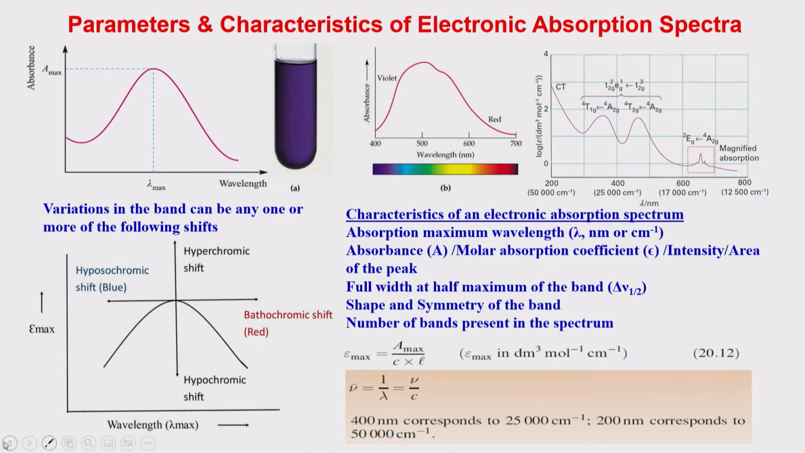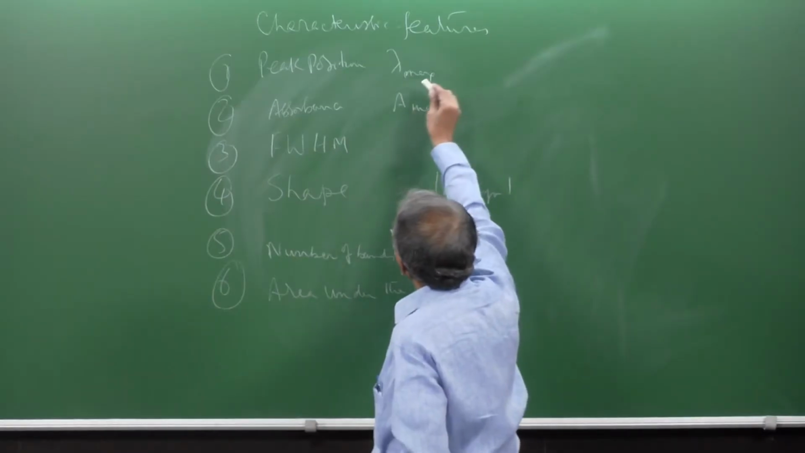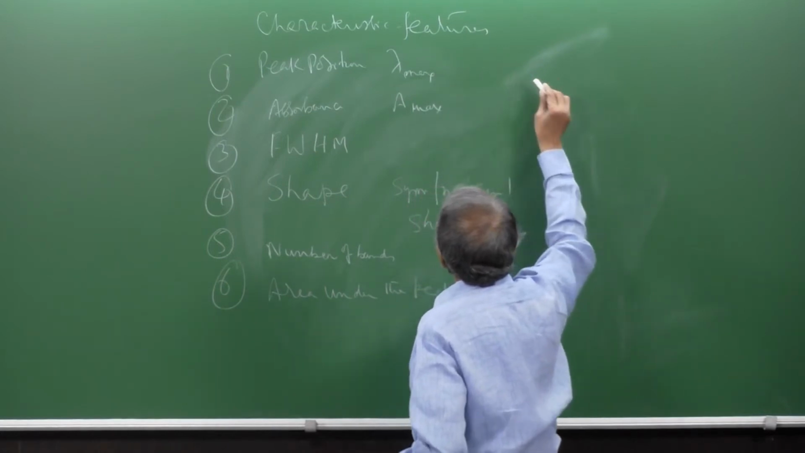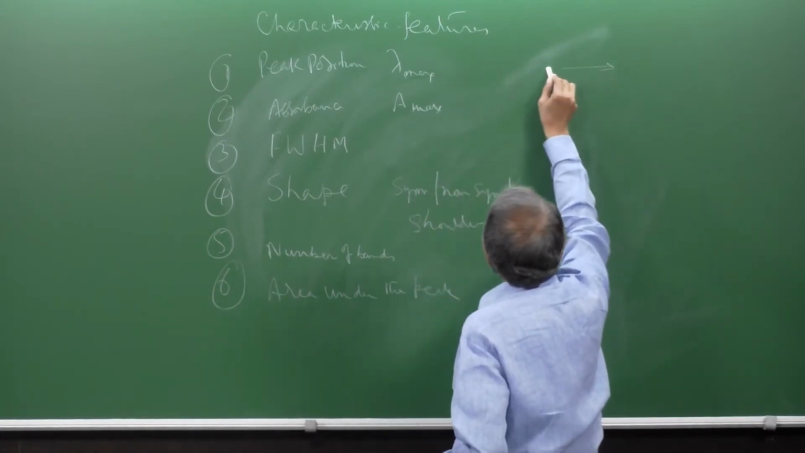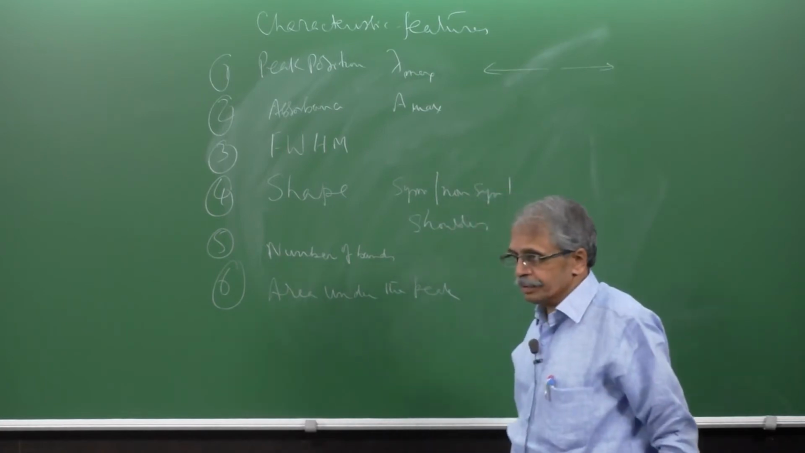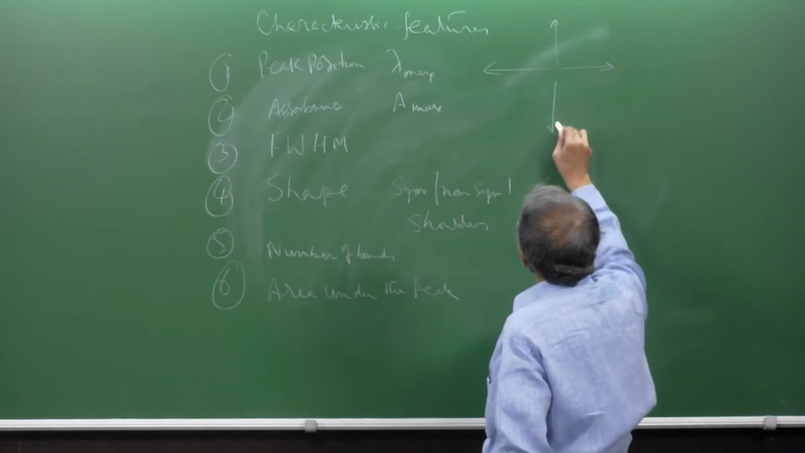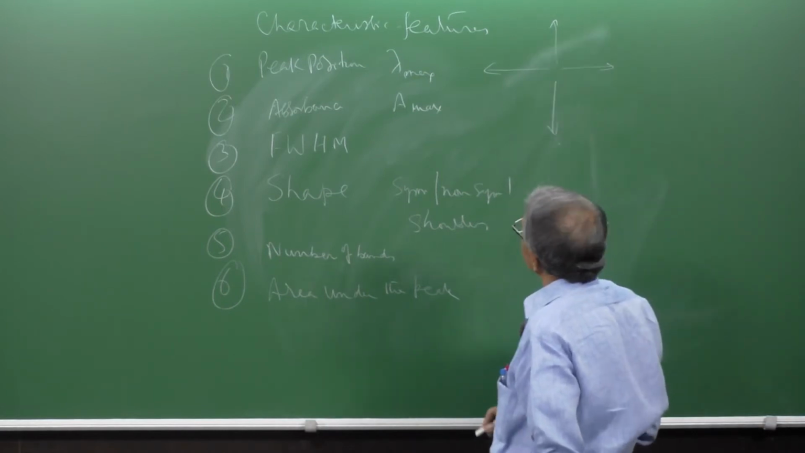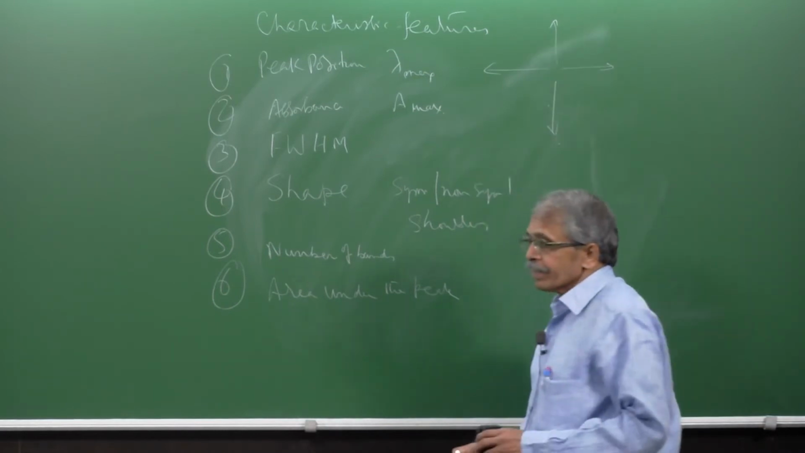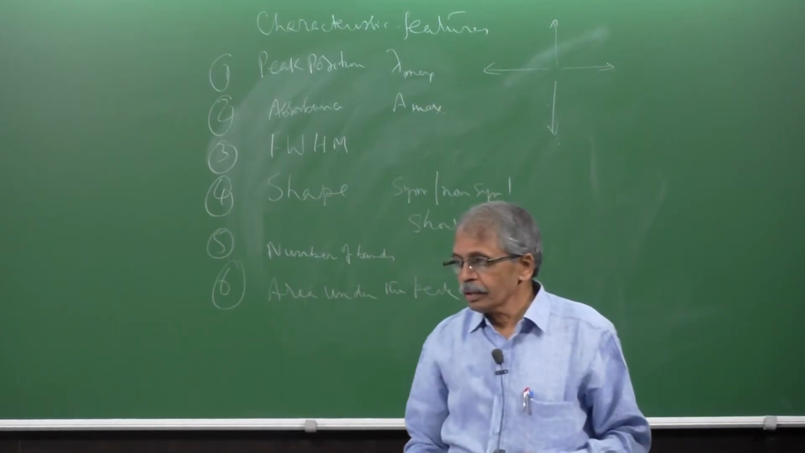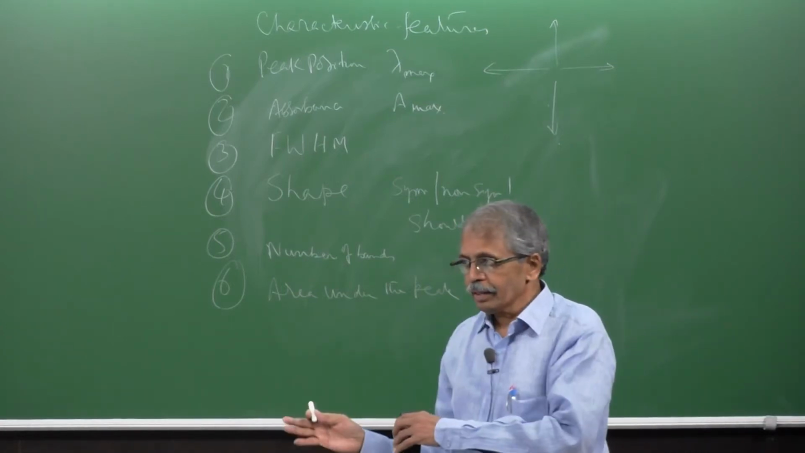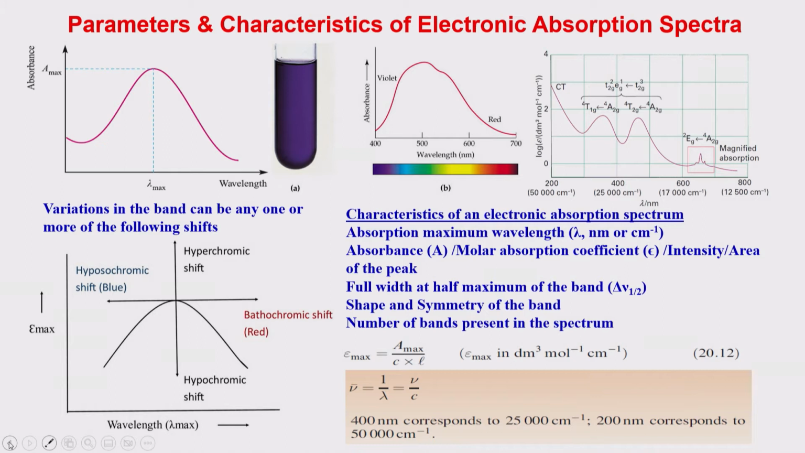So one can expect the position can move greater or lower. Okay. The intensity can move upper, increase the intensity, decrease the intensity. So for A max, it can go up, it can go down. Lambda max, it can go higher, it can go lower, and that is what is shown in this particular graph.